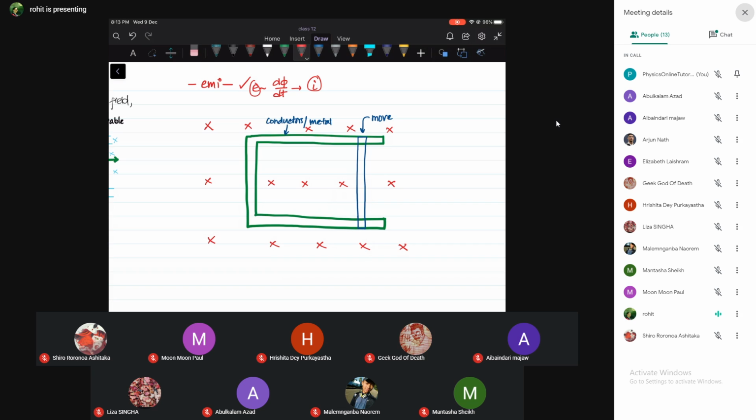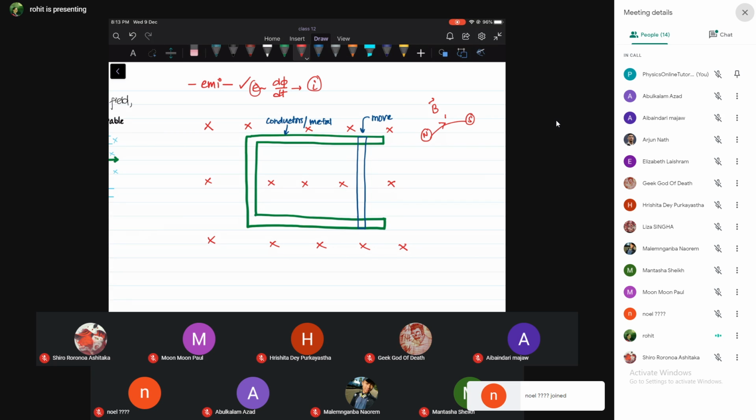Crosses mean the arrow is going inside, which means the magnetic field is directed inside, and the lines are always directed from north pole to south pole. So since these arrows are entering inside, there is a north pole above the screen and a south pole inside the screen. Now all of you check and tell me whether you agree with me or not.